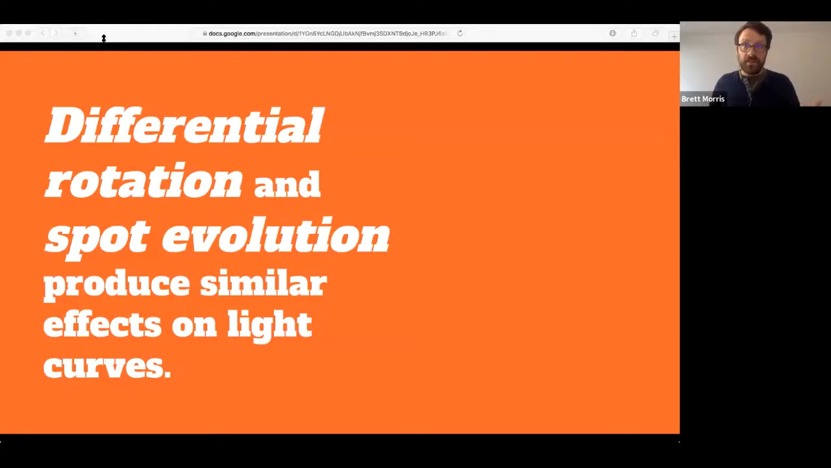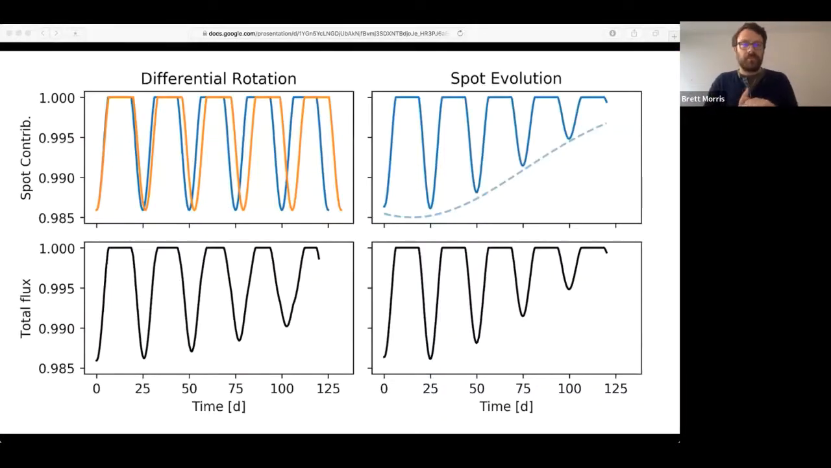If any of this is confusing, stop me right away because I want to make sure that it's clear. What I'm showing you now is, let's focus on the top left plot first. Imagine you have... Brett? Yes? May I add just something? Of course. About differential rotation.